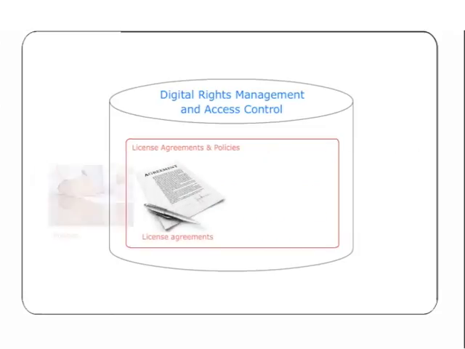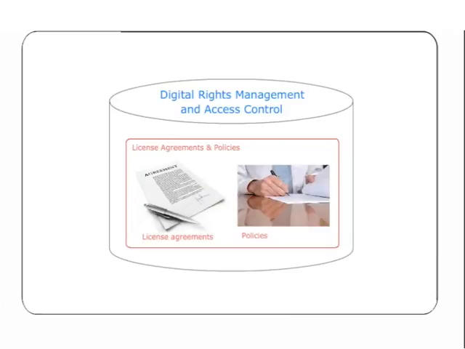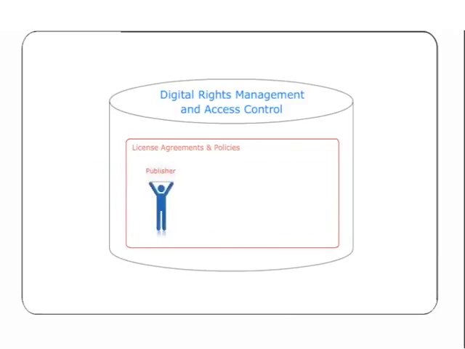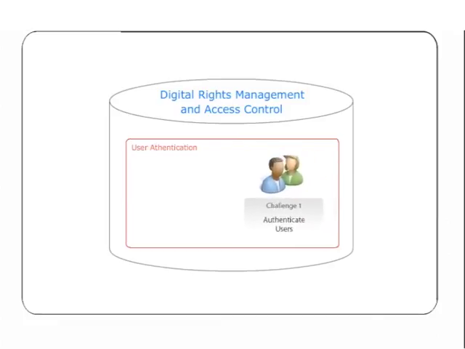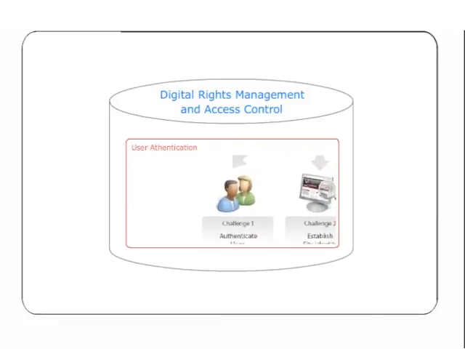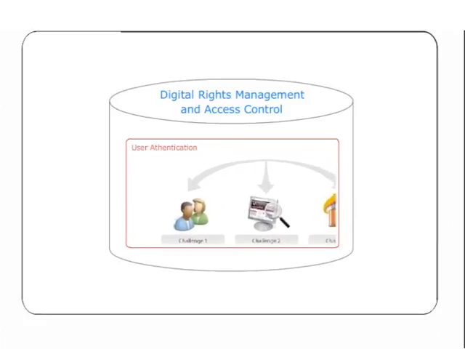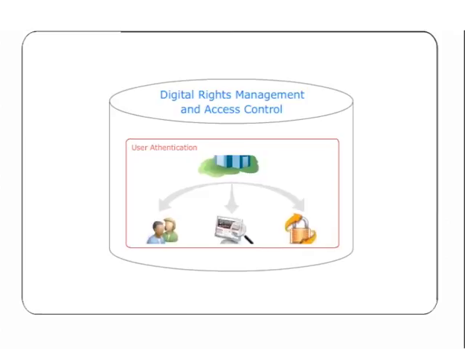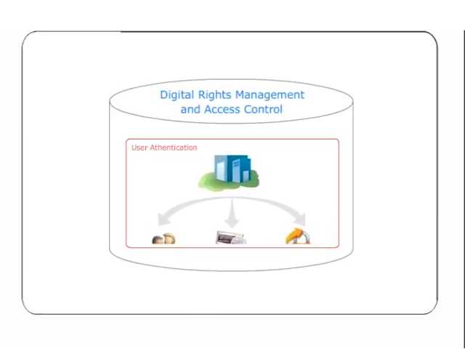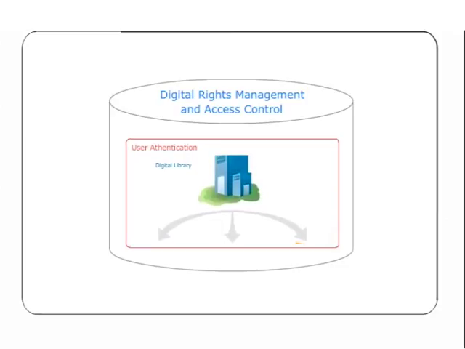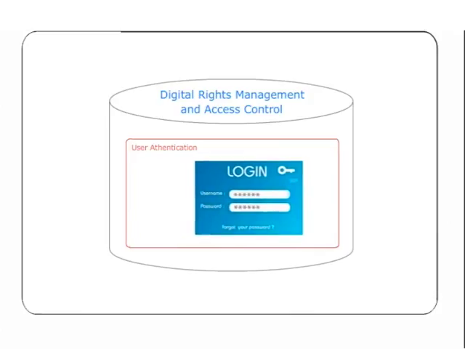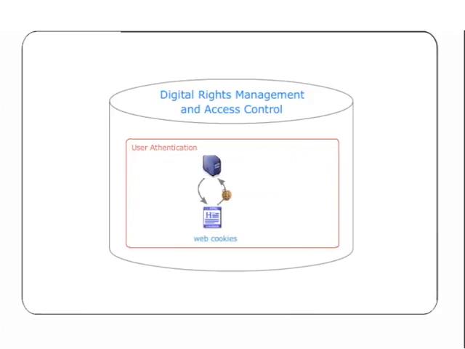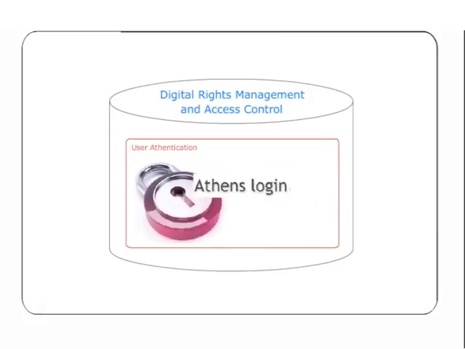License agreements and policies for providing access to digital libraries are negotiated between the publishers and librarians, information managers, or consortium coordinators. User authentication. A combination of one or more of the authentication mechanisms are deployed by the publisher for allowing access to digital content to the authorized users hosted in digital libraries. These authentication mechanisms are login ID and password based access, IP filtering, web cookies, web proxy, Athens, and Shibboleth.